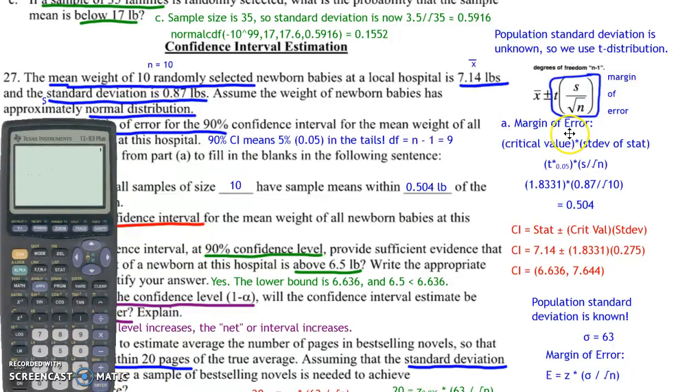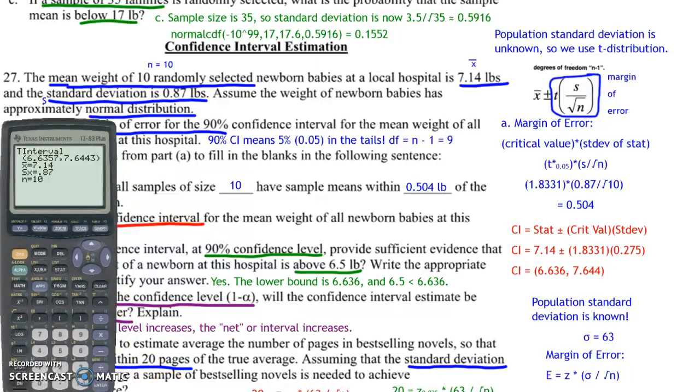And now on the notes here, it says 1.8331 is the critical value. You can find that using the calculator on a different screen, but not necessary to find the confidence interval. Here's the confidence interval, 6.6357 and 7.6443. I rounded a little bit here. But that's our confidence interval.